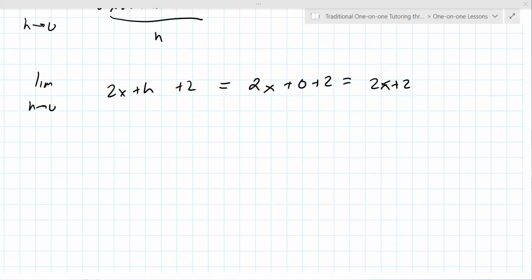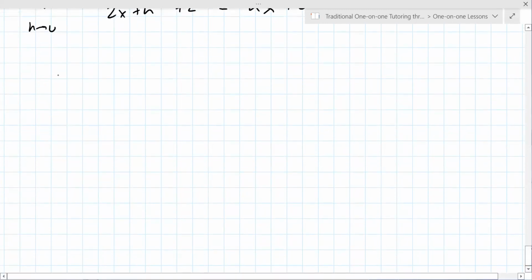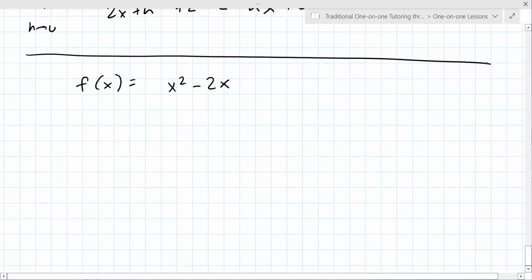Do we want to do one more difference quotient? I'm sorry, definition of derivative. Yeah. Okay, let's make this a little bit better. Let's go f of x equals x squared minus 2x. And let's have you try this one, please.